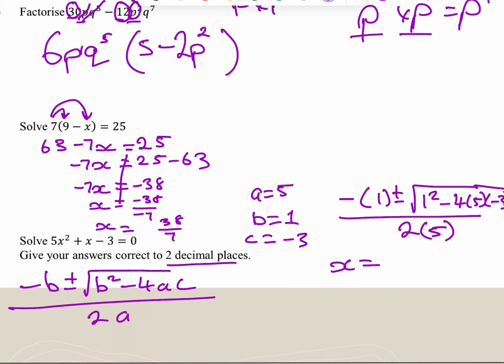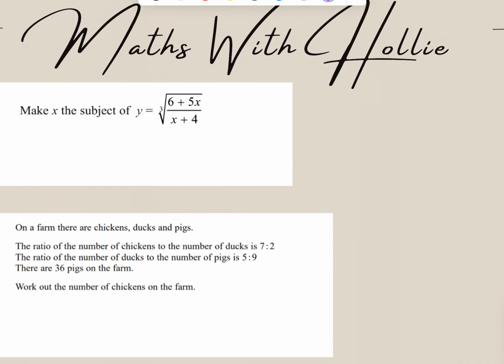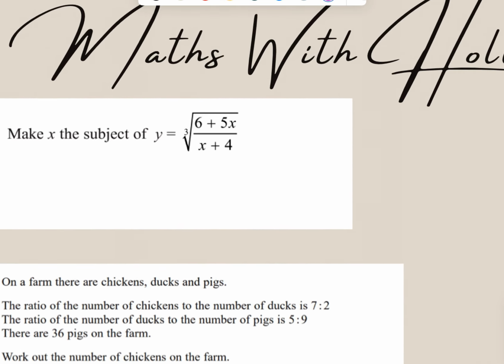So we've got x to 2 decimal places is 0.68, so that's when you put the plus in. But if we go back and put a minus in, we are going to have negative 0.88. So that's solving using the quadratic formula if you can't factorize. Right, we're going to move on. So now we're going to do changing the subject.